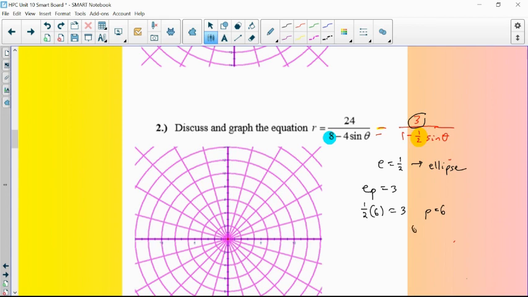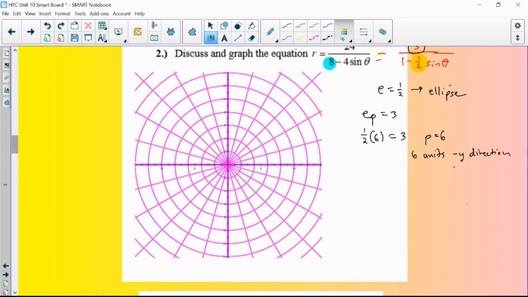So my P value is 6, and so I'm going to be able to find the directrix. It's a distance of 6 units to get to the directrix, and I'm going to measure it in the negative y direction. Much like the last example, it doesn't necessarily mean that this ellipse is opening more in the negative y direction. It's how I'm going to find the directrix. And then just like the last one, we'll pick our 4 points.